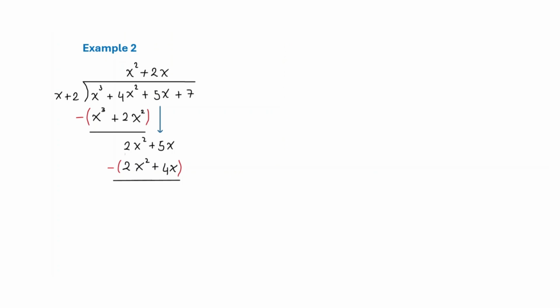2x squared minus 2x squared is 0. 5x minus 4x is x. We bring down plus 7. So now we have x plus 7. Again, we divide. X divided by x is 1, so we write plus 1 at the top.